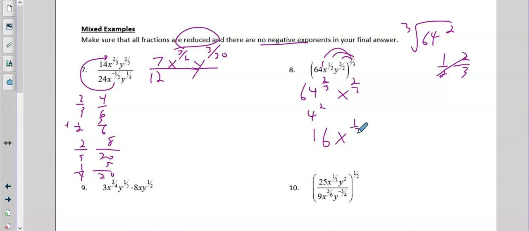All right? And then 3/2 and 2/3. Again, maybe you'll notice this time, after the first time you didn't catch it, if it happens. The 2's cancel. Oh, but look, the 3's cancel also. They are reciprocals. So that just leaves y to the 1. And we're done. 16x to the 1/3, y.